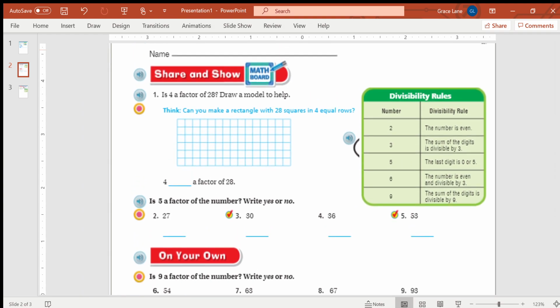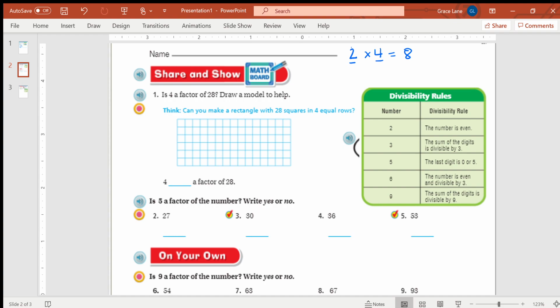So first of all, remember what a factor is. A factor is just a number that's multiplied by another to get an answer. So for example, I'll write an example up here. 2 and 4. 2 and 4 are both factors of 8 because when multiplied they equal 8. So they're asking you, is 4 a factor of 28? Essentially, is 28 divisible by 4?